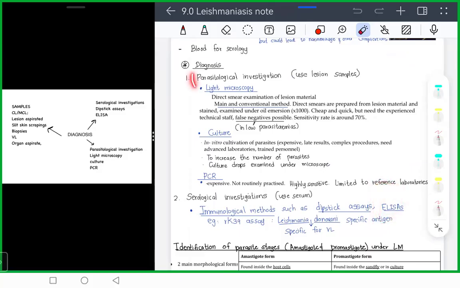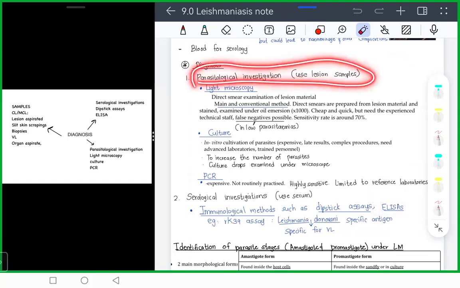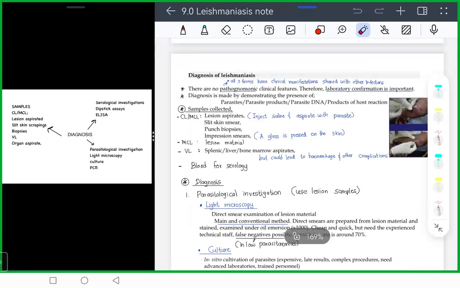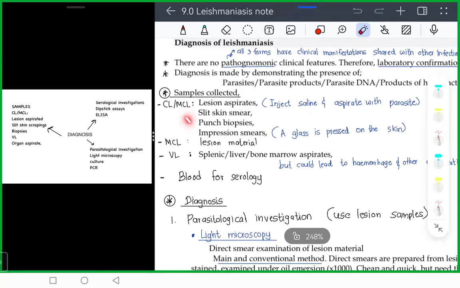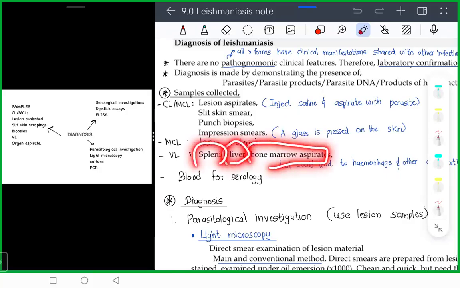But in the parasitological investigation, we are using lesion samples. As an example, in cutaneous leishmaniasis, we are using slit skin smear, lesion aspirate, and sponge biopsies. In visceral leishmaniasis, as in this case, we can use bone marrow aspirates, liver aspirates, and splenic aspirates. So all of these are from the lesions.